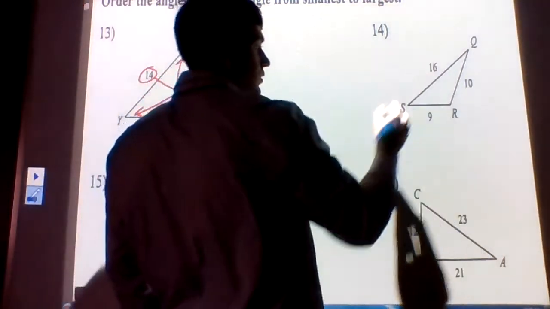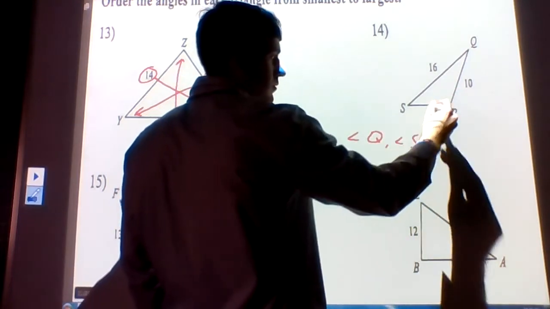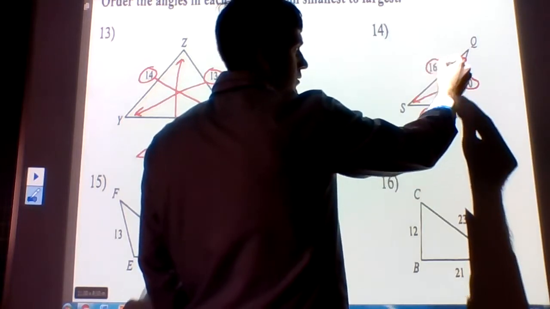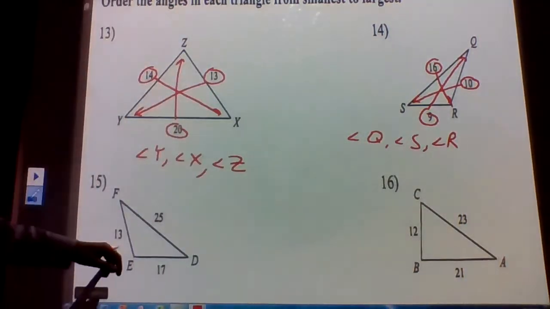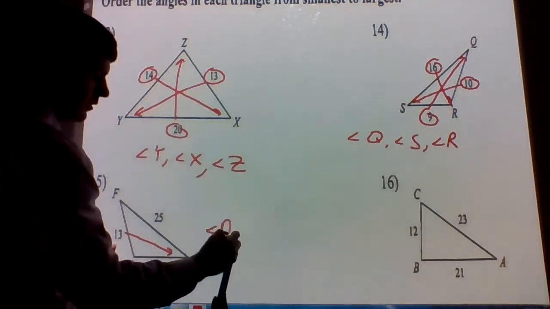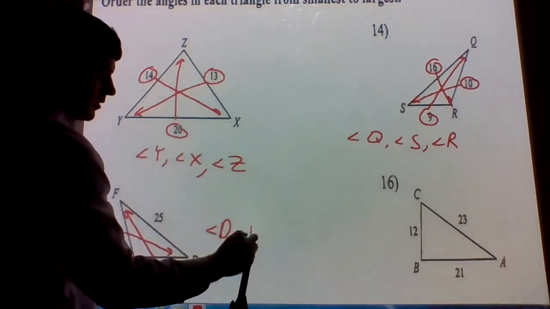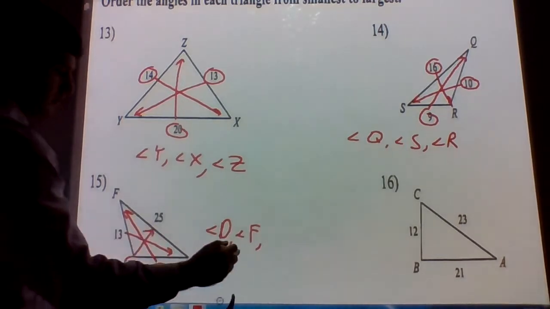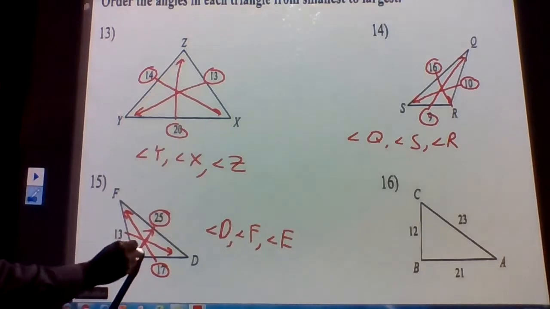9 is across from Q, so angle Q. And then we have angle S, right? Okay, and then your largest angle is going to be angle R. Okay, over here, 13 is your smallest side, so angle D is your smallest angle. 17 is next, so angle F. And then angle E is across from the 25.